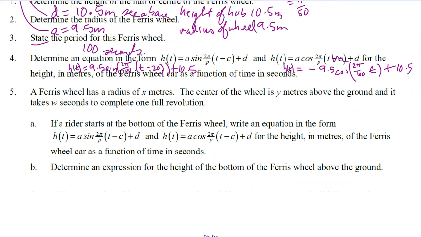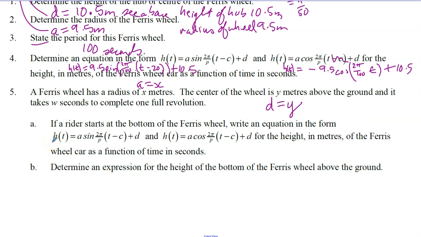Kind of a different question. A Ferris wheel has a radius of x meters. The center of the wheel is y meters above the ground. This a is equal to x. This d is equal to y. And it takes w seconds to complete one full revolution. If the rider starts at the bottom, write an equation in the form h of t with height in meters.